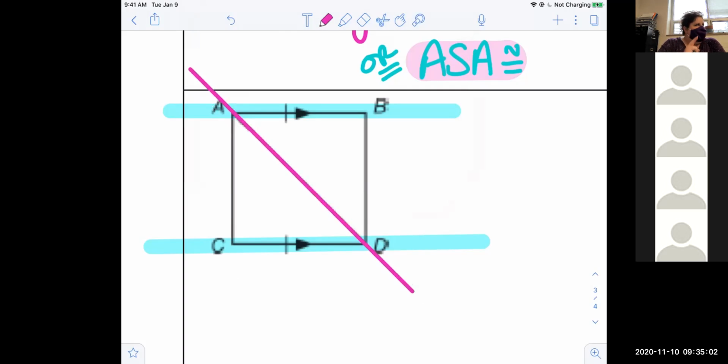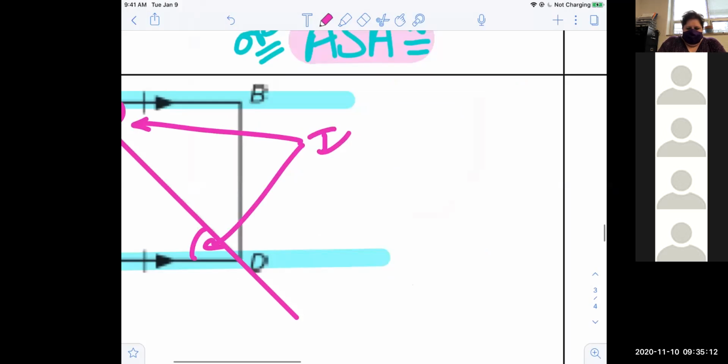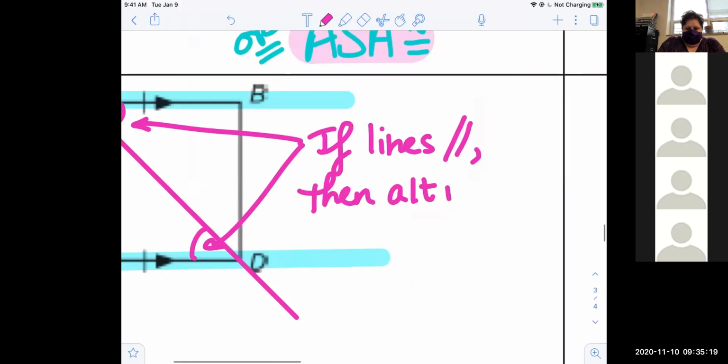Okay, it's not opposite. What's the right word? Alternate interior. So because the lines are parallel, we can use that alternate interior angles are congruent. So the reason would be if lines are parallel, then alternate interior angles are congruent.